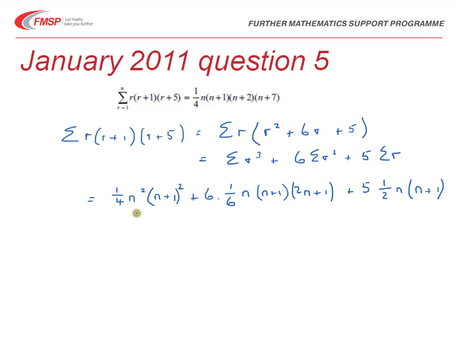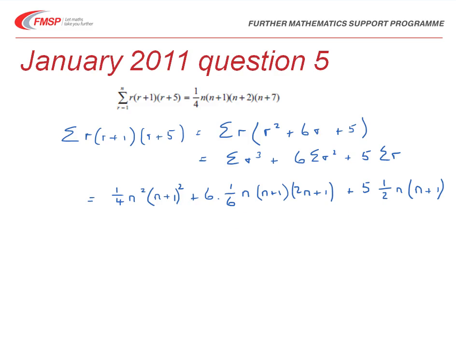One area that we see students getting into difficulty with this sort of question is that, having got to this stage, they then multiply out these expressions, and of course you get a very unwieldy expression which is in n to the power 4. The key is to factorize as much as possible before you start multiplying out.